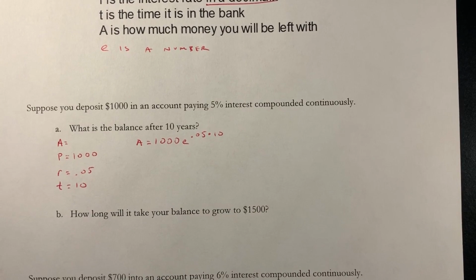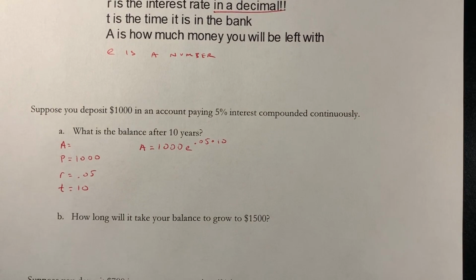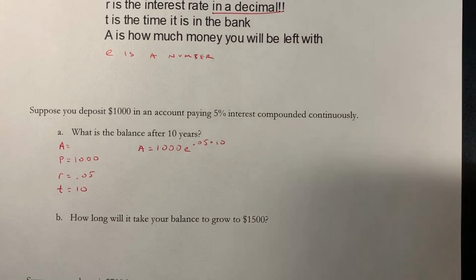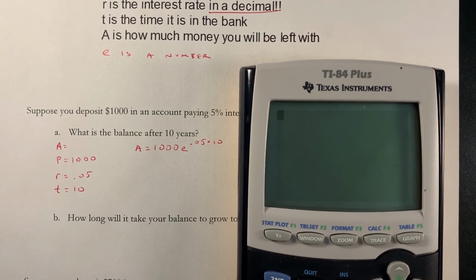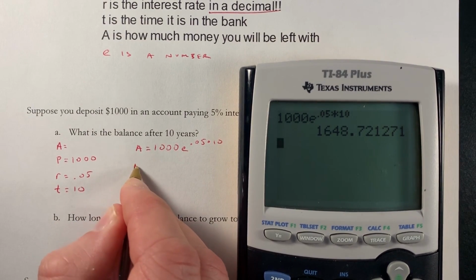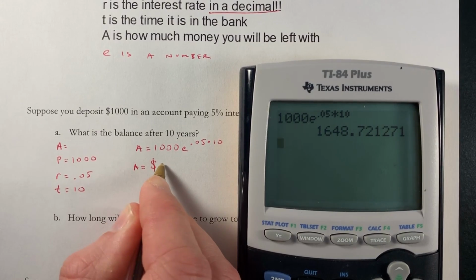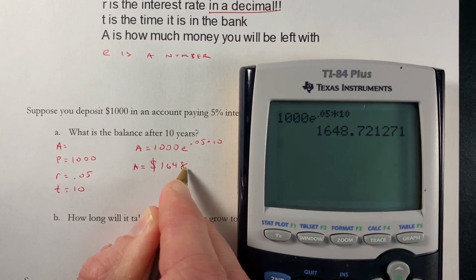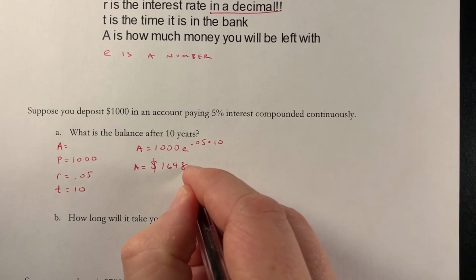Okay, now in this equation, there's really nothing that needs to move from one side to the other. We can actually just type in the right side into our calculator. So that's 1,000 times e to the 0.05 times 10 power. Okay, so we get 1648.721271, but remember, this is dollars and cents. What we need is two decimal places. So it's $1,648.72.